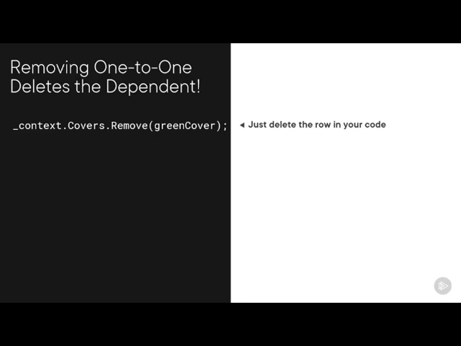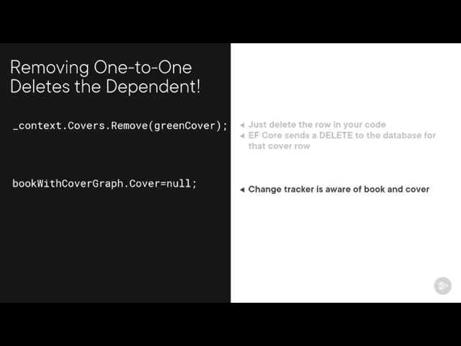Finally, if you want to just remove the relationship between a book and cover, in our model where a cover cannot just be floating around without a book, the simplest path is just to delete the cover. Another simple way is if you have a graph of the book and the cover, and you set the cover property to null, then EF Core will know to send a delete command for the cover.